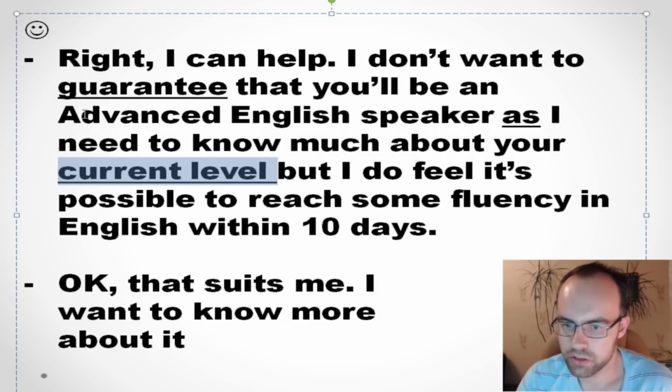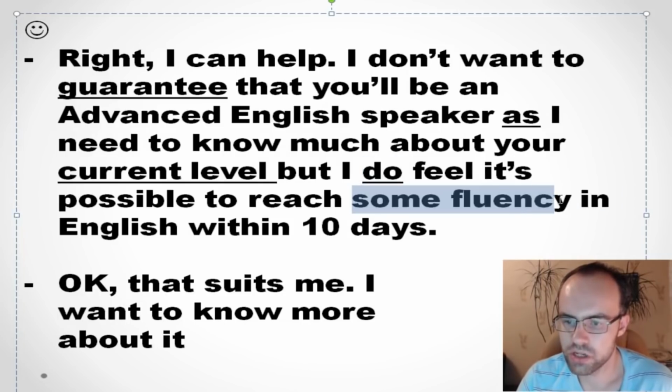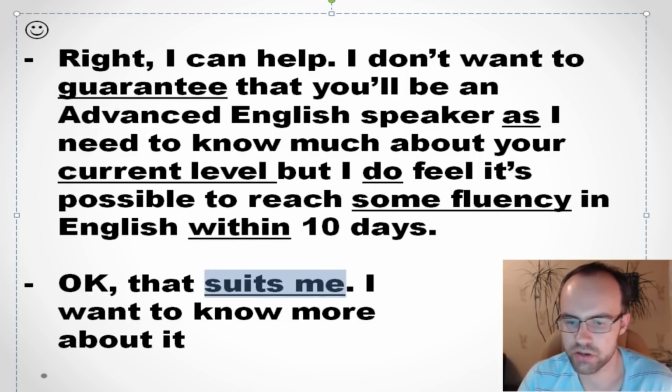But I do feel. Do means really. I do feel means but I really feel it's possible. So it's possible, you can reach some fluency in English within 10 days. To become fluent in English within 10 days or during this period of time. Okay, that suits me. It means that's okay, that's alright, it's suitable for me. I want to know more about it.